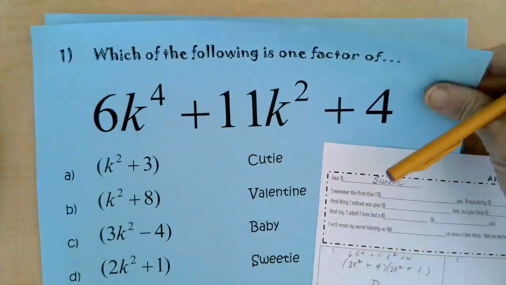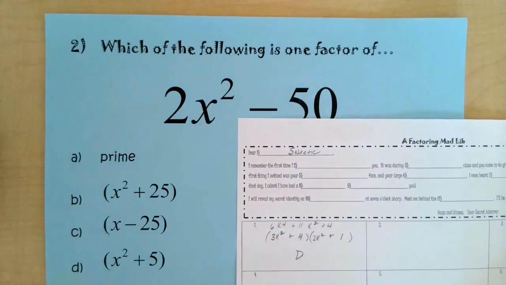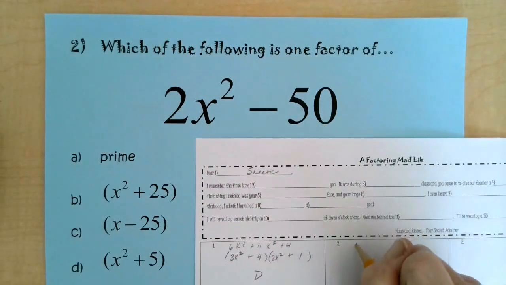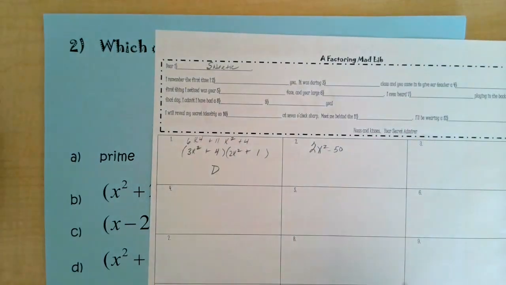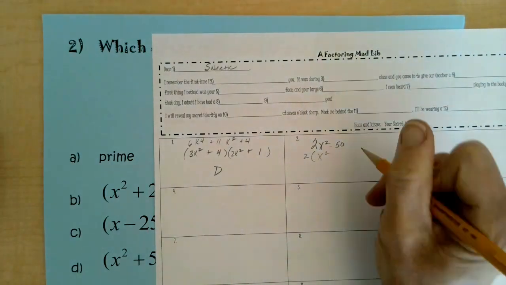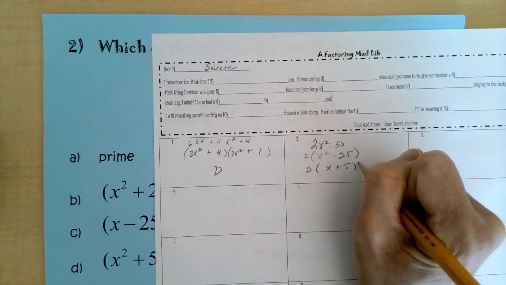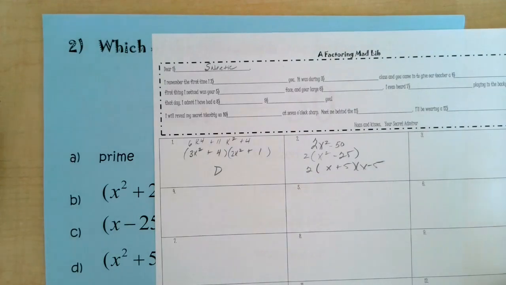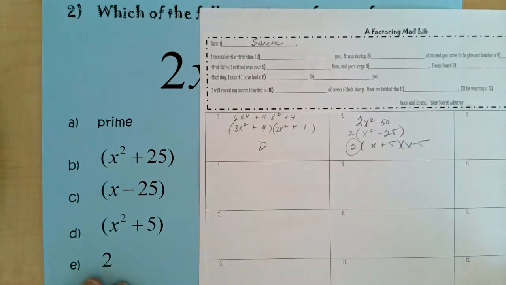All right, let's check out number 2. Which of the following is a factor? 2x squared minus 50. I'll go ahead and factor a 2 out and have x squared minus 25. So 2 times x plus 5 and x minus 5. I have just plain old 2 because these are squared and minus 25. So it looks like I'm going to go with 2.